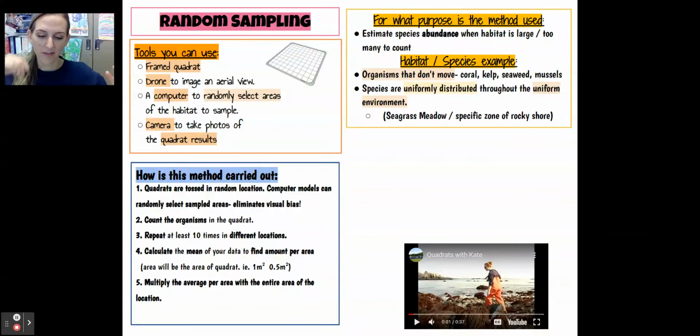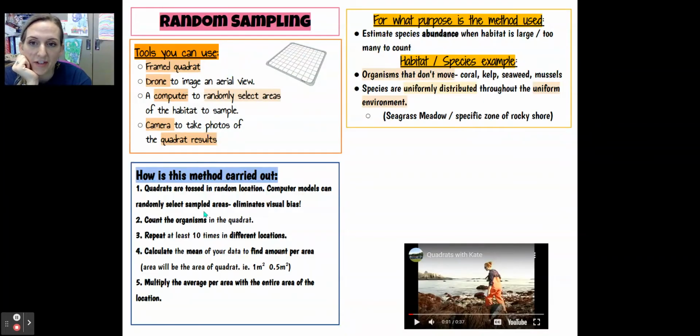So the habitat isn't going to be changing a lot, unlike a rocky shore. On a rocky shore the habitat's going to change a lot, especially at different tidal zones. Seagrass meadow, same thing, or maybe just a specific zone of the rocky shore.